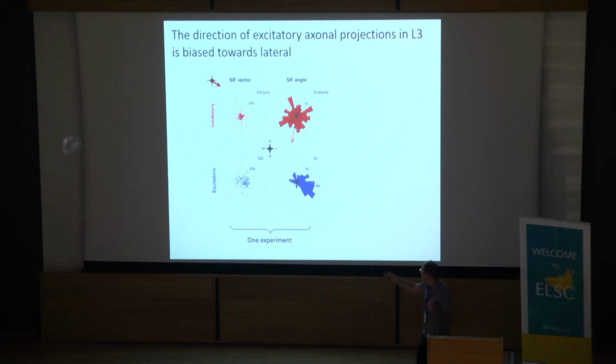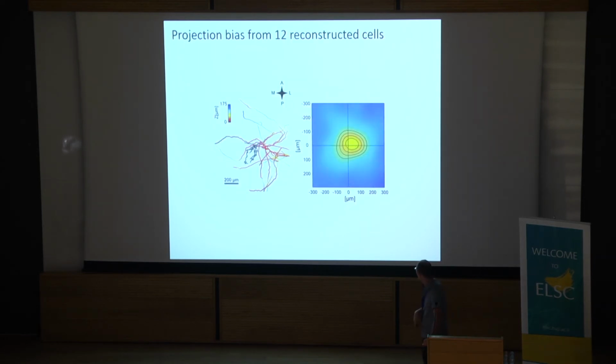And the bias is to the lateral directions, which means that neurons preferentially project from the medial part of the cortex to the lateral part of the cortex. And now you can take many experiments, and basically you see the same thing. This is just an average over all these points for many, many experiments, and you can see the same bias that I showed you.